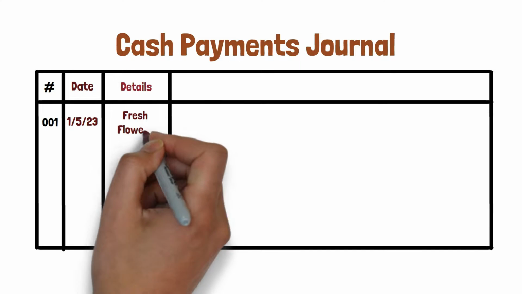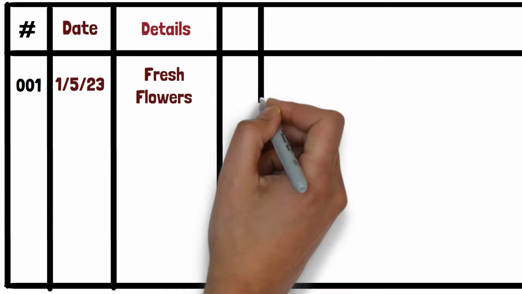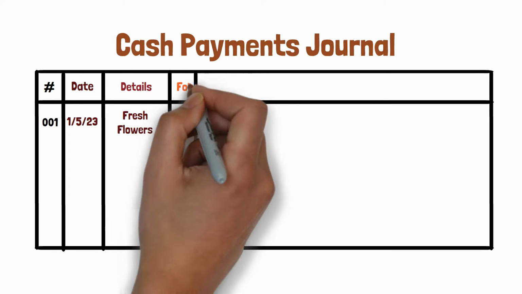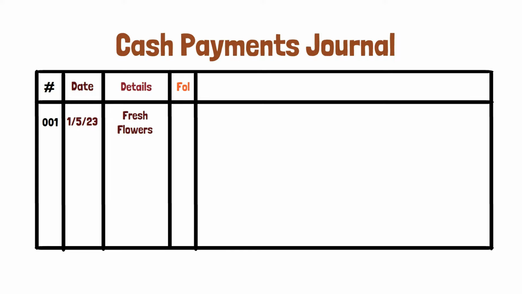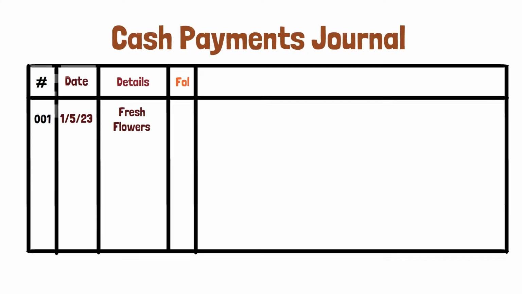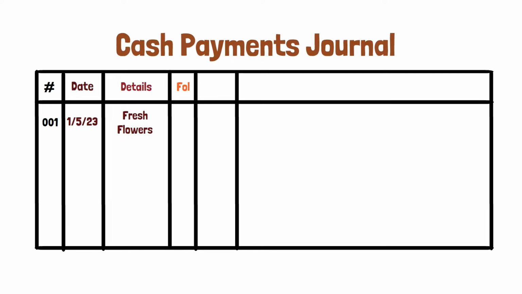Step 3. Describing the expense. In the details column, describe the expense. Let's say you paid $800 to a supplier for a shipment of fresh flowers. So, you would write fresh flowers in the details column. Step 4. Completing the folio column. The folio or FOL column is used for more advanced accounting purposes to connect different records. For simplicity, we'll leave this column blank in our example.